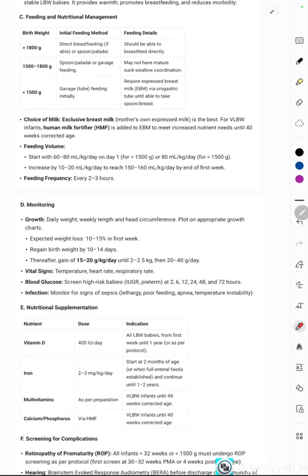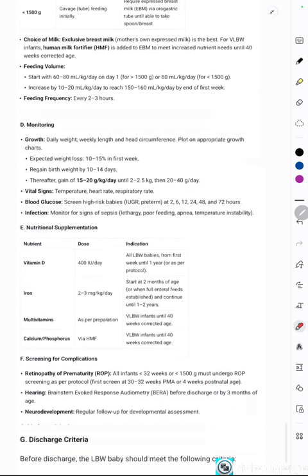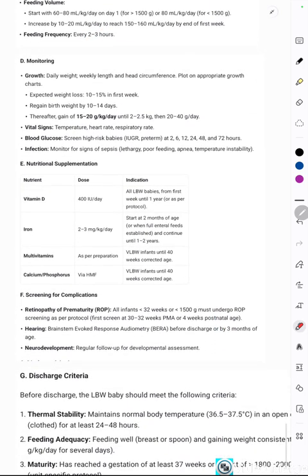Feeding volume depends on term and preterm. In term babies, we start with 60 to 80 ml per kg per day on day 1, but low birth weight babies are preterm in nature, so we have to start at 80 to 100 ml per kg per day for day 1, and then increase by 10 to 20 ml per kg per day. By the end of the first week, it is about 150 to 160 ml per kg. Feeding frequency should be every 2 to 3 hours. Then monitoring daily weight, and weekly length and head circumference, is important.